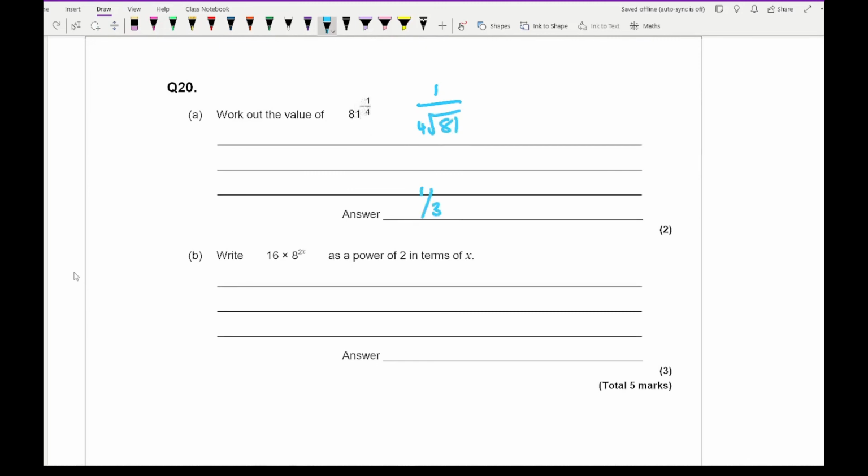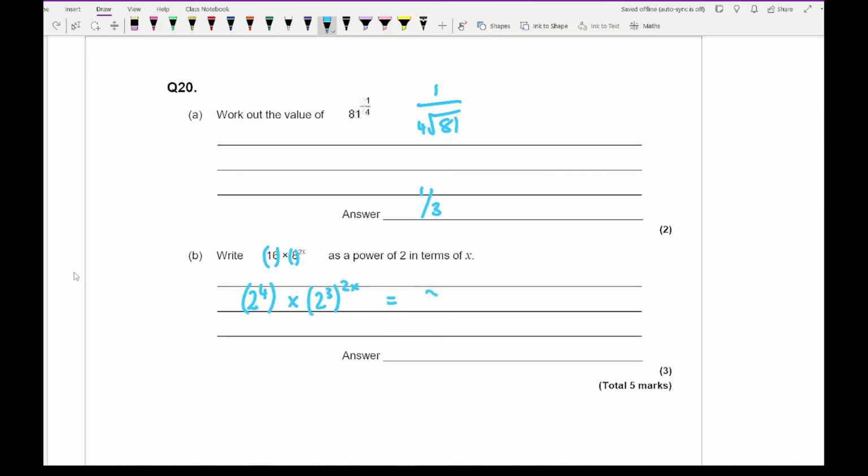The next one then says write 16 times 8 to the power of 2x as a power of 2 in terms of x. Well, for this, what I need to do is rewrite each of these base numbers as a power of 2. So 16 is 2 to the power of 4, and 8 is 2 to the power of 3, and then I've got 2x.